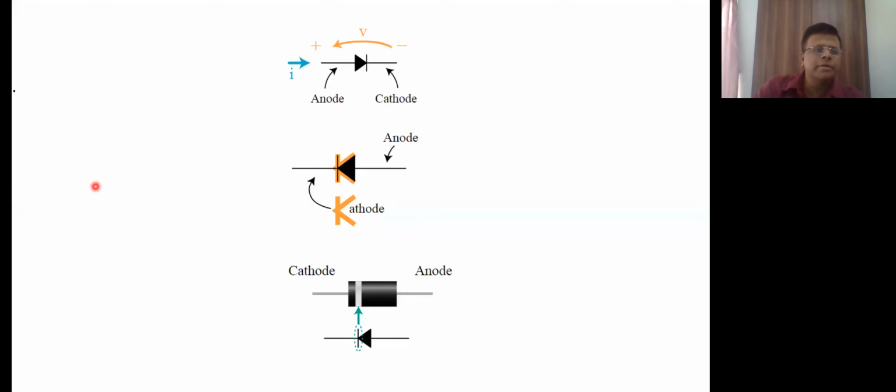Going ahead from here, one small way, as I told you, to remember the symbol that this is an anode and cathode is that in German language, they write cathode with a K. You can see this K looks like a K, so flip this K over, turn it around, and it will look like this.